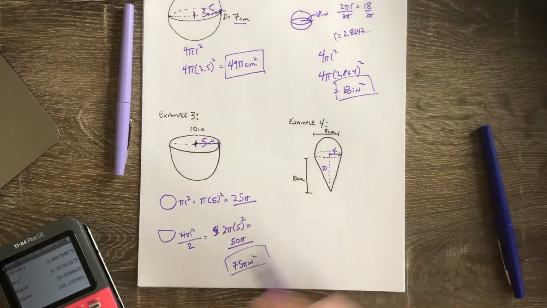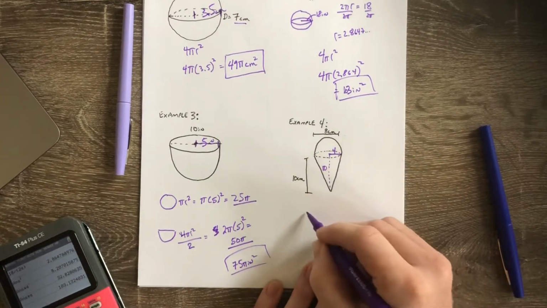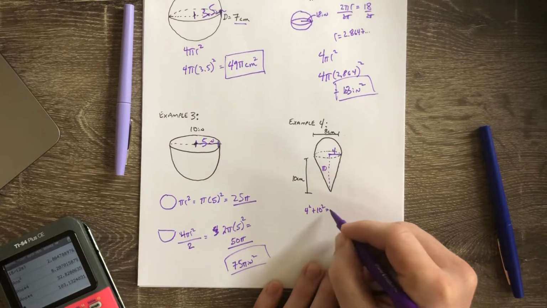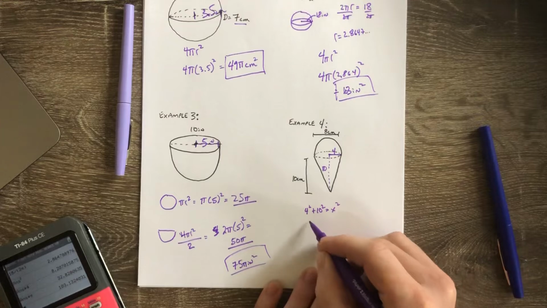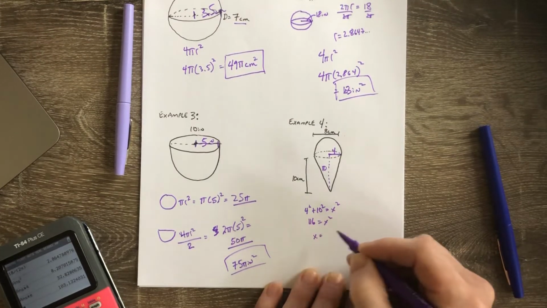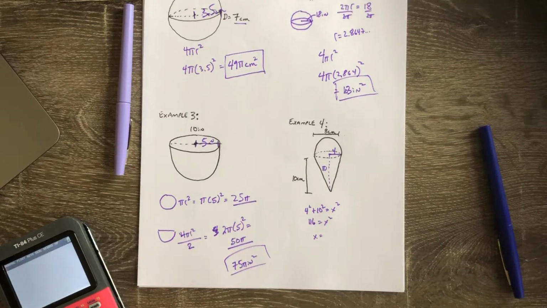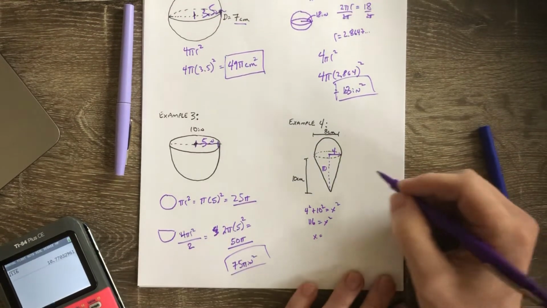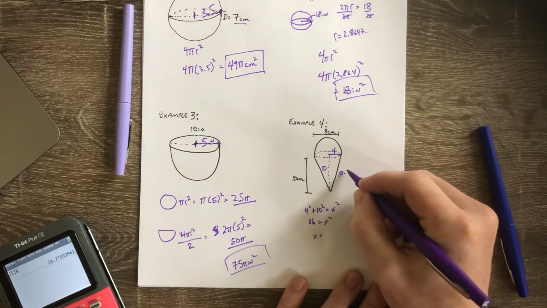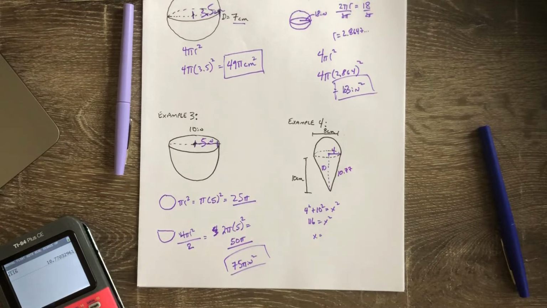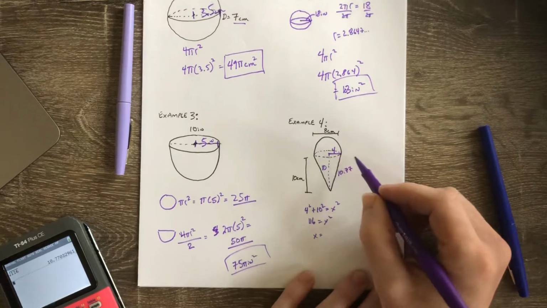Yep, so I have to do Pythagorean theorem. 4 squared plus 10 squared equals x squared. So it's going to be 116 equals x squared. So x is going to be equal to the square root of 116, which is 10.77. And we can leave it like that. Right? So let's find this hemisphere now.